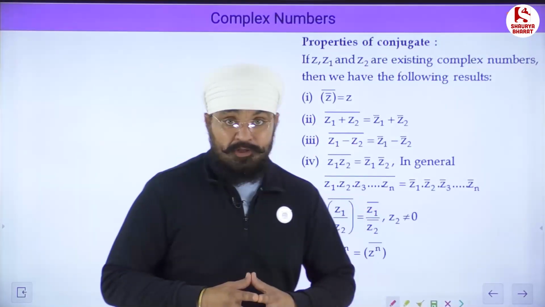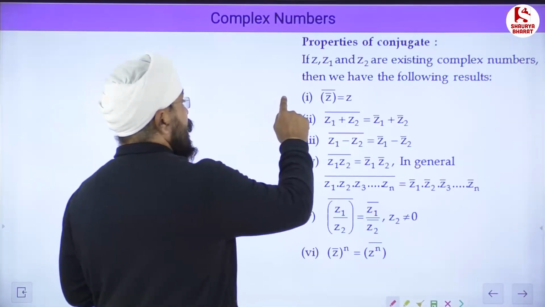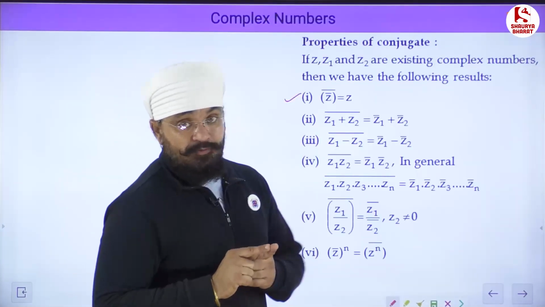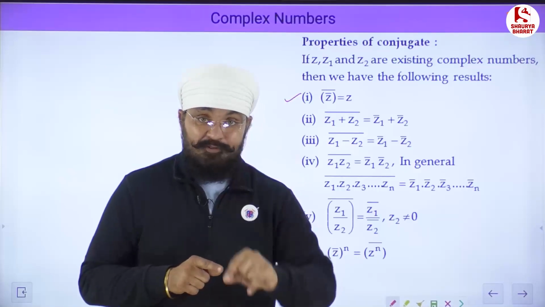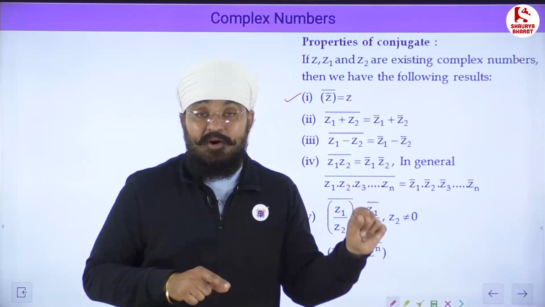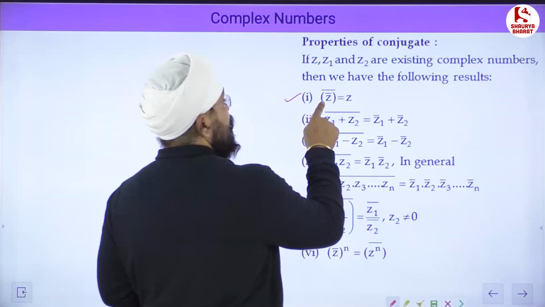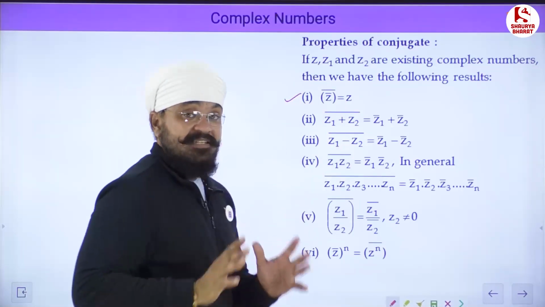Now, as you have studied the conjugate, let us take a few properties of conjugate. The first is a very important property. If you take the conjugate of a complex number, you change the sign of the imaginary part, and if you again take the conjugate, changing the sign of that imaginary part again, it will become the same one. So you have to remember this: conjugate of conjugate will be the same complex number.